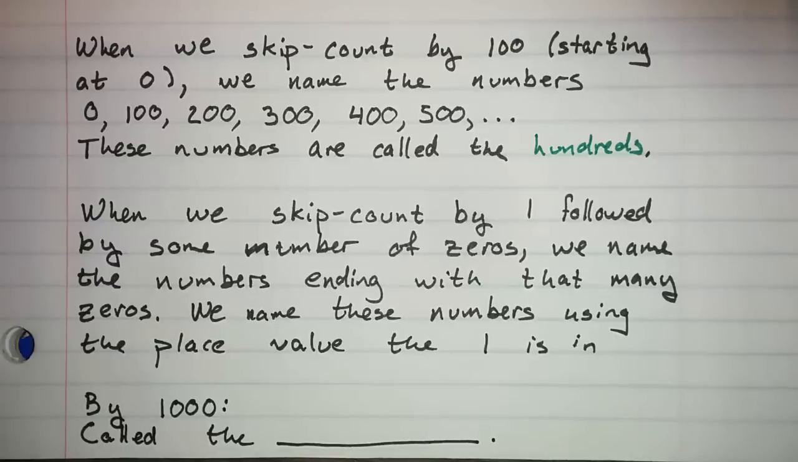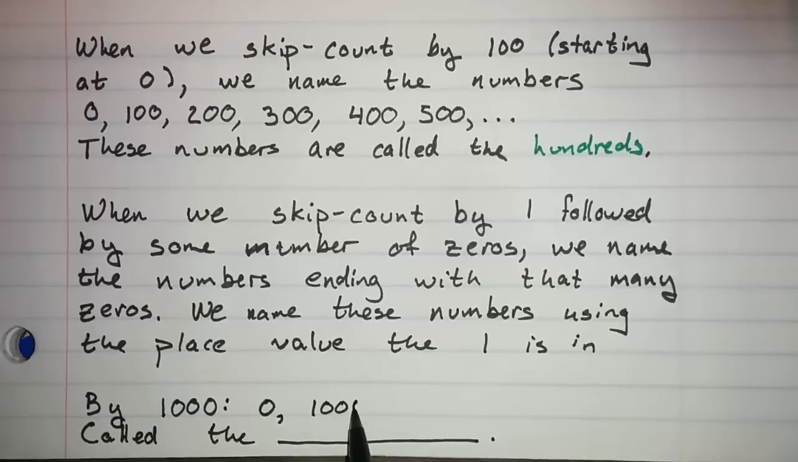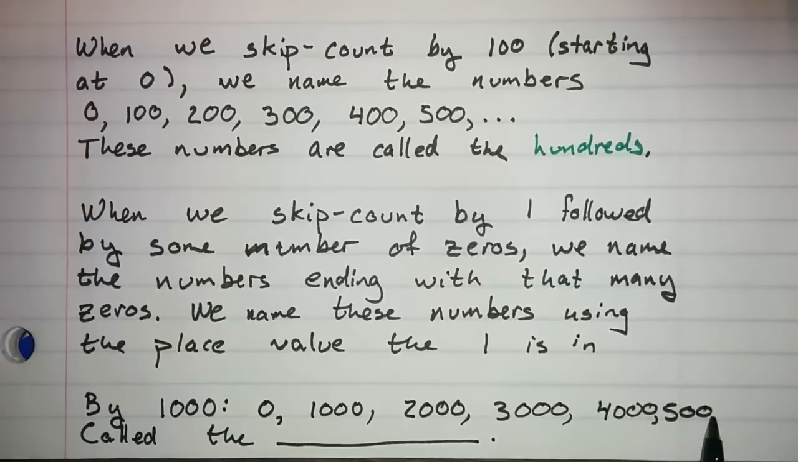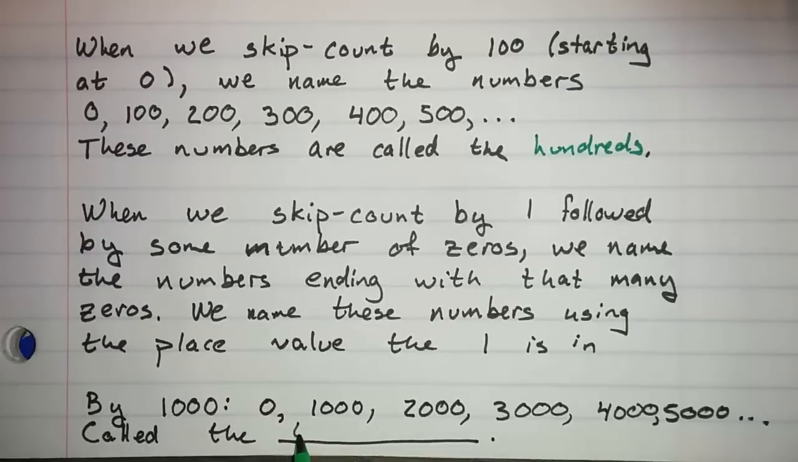So when we skip count by 1,000, starting with 0, we name 0, then 1,000, then 2,000, 3,000, 4,000, 5,000, and so on. And what place value is the 1 in here? It's in the thousands place. These numbers we will call the thousands.